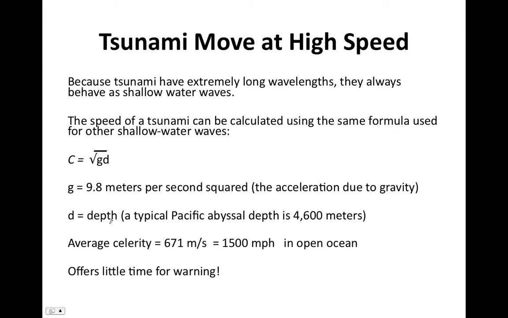And d is the depth, and the depth of a typical Pacific abyssal plain is about 4,600 meters. And so using those two numbers, that gives us an average celerity, or average speed of a tsunami in the Pacific Ocean of 671 meters per second, or 1,500 miles per hour in the open ocean. And so these tsunamis travel very quickly through the deep open ocean, so it offers very little time for warning.